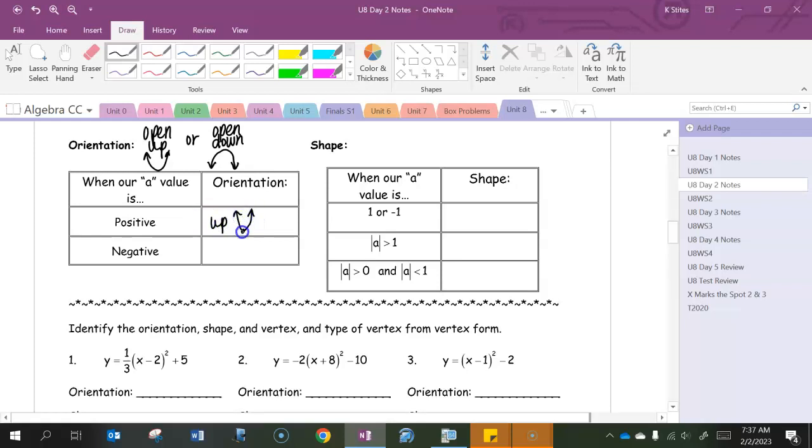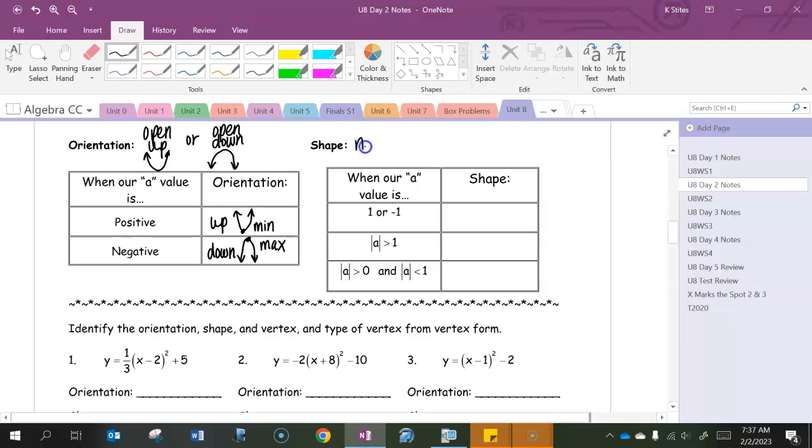And that means we're going to have a minimum value. When your a value is negative, the parabola will open down. It's going to look like this, but that means it's going to have a maximum value. Okay, now it also helps us determine our shape.